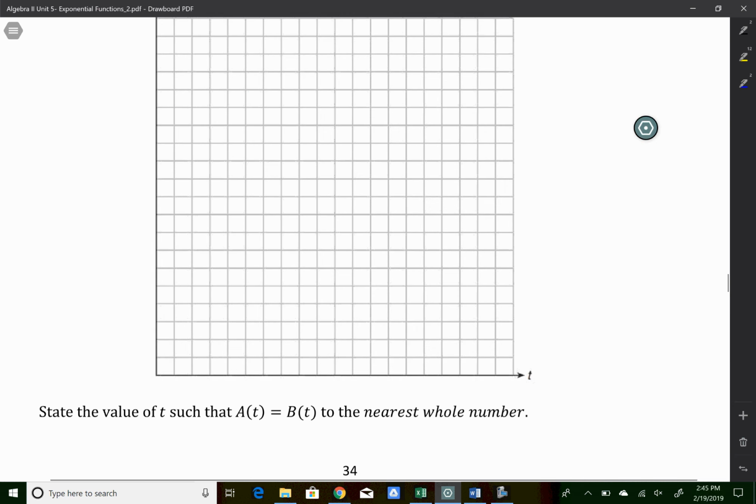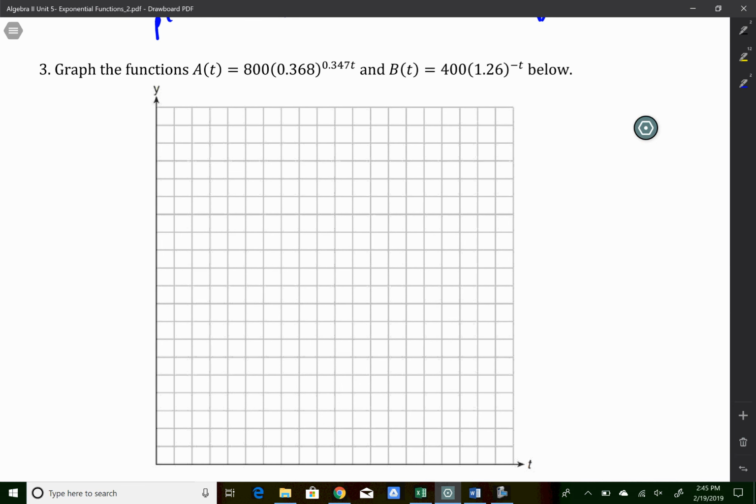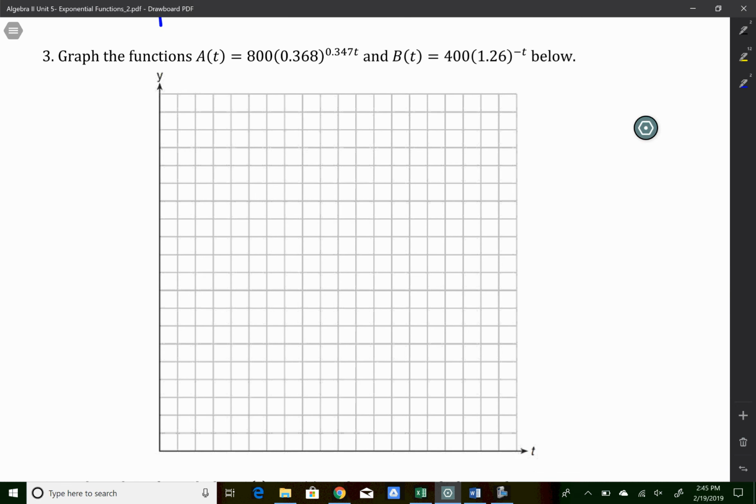Number 3 asks you to graph the functions a of t and b of t on the same set of axes. So the first thing I want to do here is figure out what my scale is. So I notice my larger of the two values is 800. So if I make this, we'll say 1,000, just to be a little bit more than 800. I then can take 1,000 and divide it by the 20 boxes I have. So each box is worth 50.